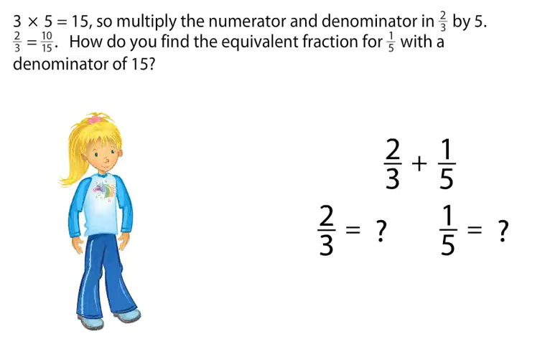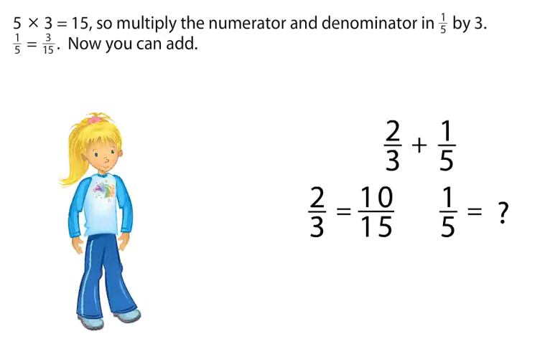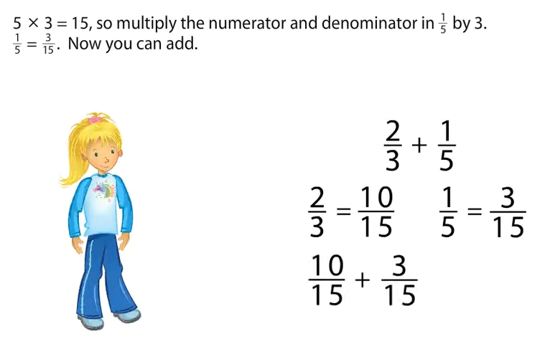3 times 5 equals 15. So multiply the numerator and denominator in 2/3 by 5. 2/3 equals 10/15. How do you find the equivalent fraction for 1/5 with a denominator of 15? 5 times 3 equals 15. So multiply the numerator and denominator in 1/5 by 3. 1/5 equals 3/15. Now you can add.